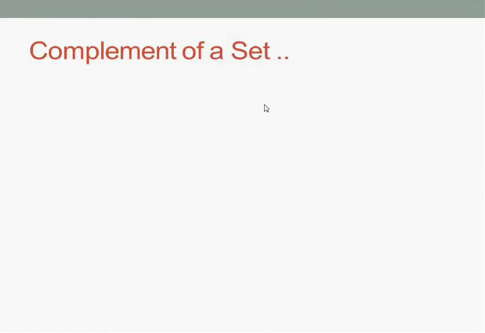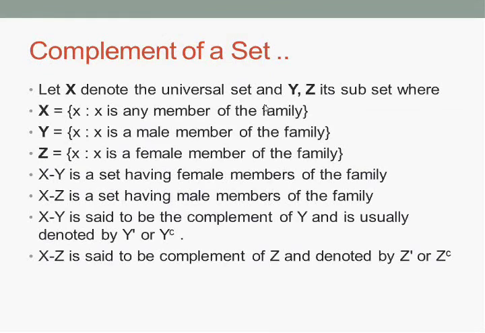To get a better view, let us consider an example. Let X denote the universal set and Y and Z its subsets, where X equals the set of all x such that x is any member of the family. Y equals the set of all x such that x is a male member of the family, and Z equals the set of all x such that x is a female member of the family. Now, X minus Y is a set having female members of the family, and X minus Z is a set having male members of the family.